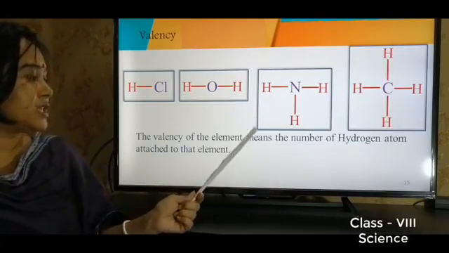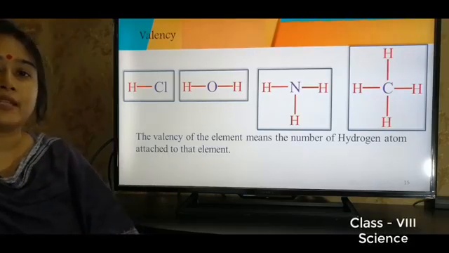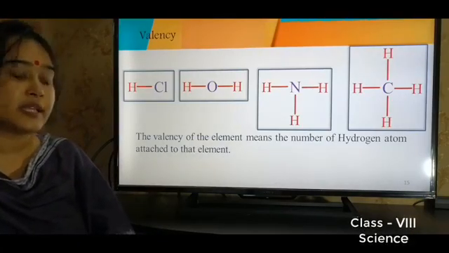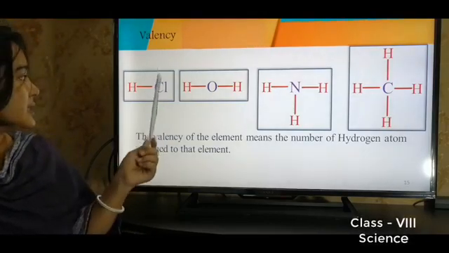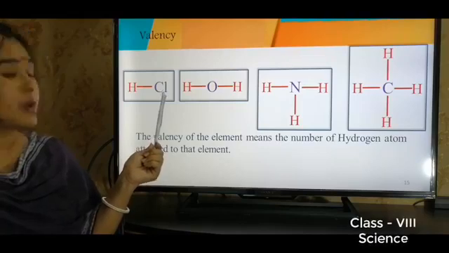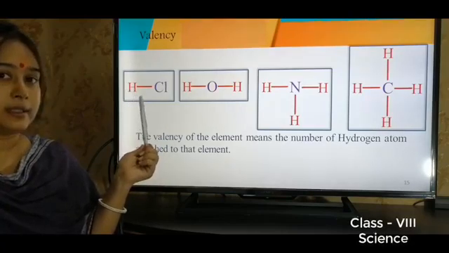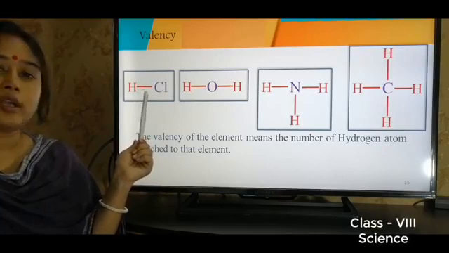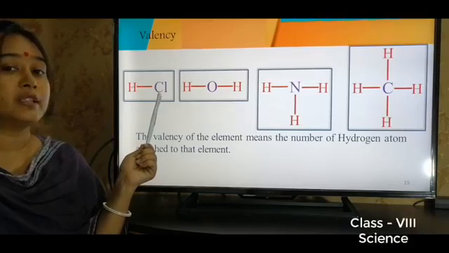The valency of the element means the number of hydrogen atoms attached to that element. As the definition of valency, we can say the valency of the element means the number of hydrogen atoms attached to that element. Here you can see chlorine. How many hydrogen atoms are attached with chlorine? 1. Because chlorine has one hand, it can hold only one hydrogen atom with its one hand. So the valency of chlorine is 1.